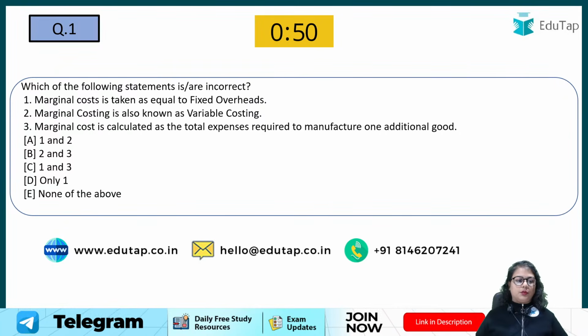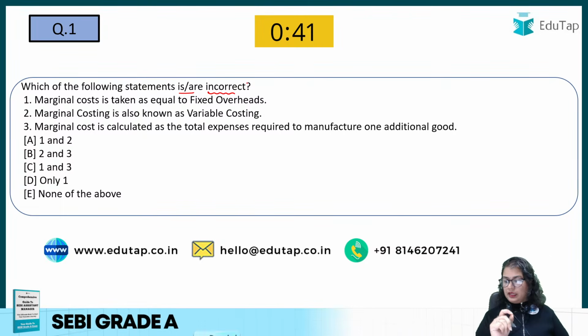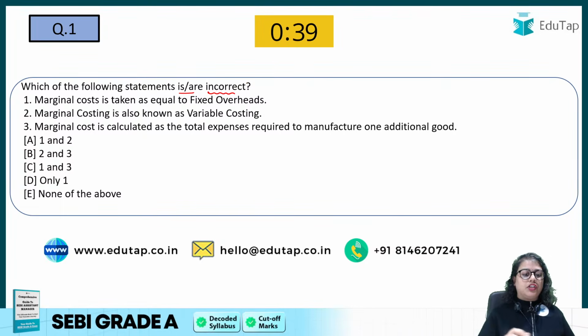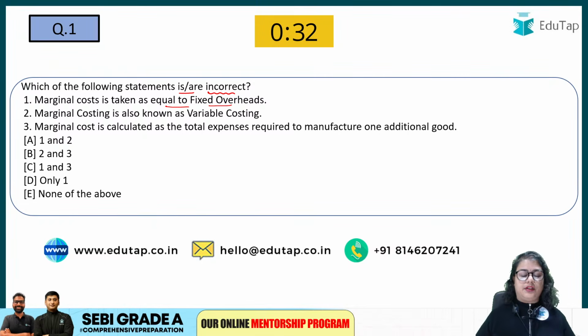Okay, so let us start with the question number 1, that is, which of the following statements is or are incorrect? So you have to find out the incorrect statement. First statement, marginal cost is taken as equal to fixed overheads. So am I seeing that the first statement is only incorrect?